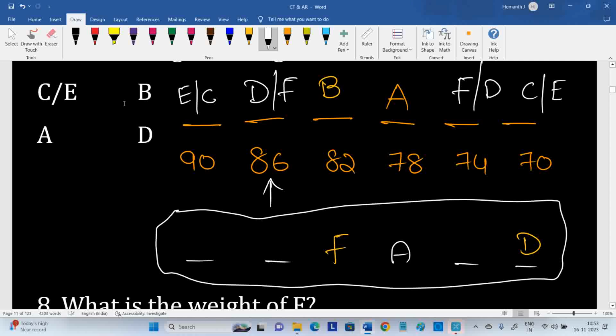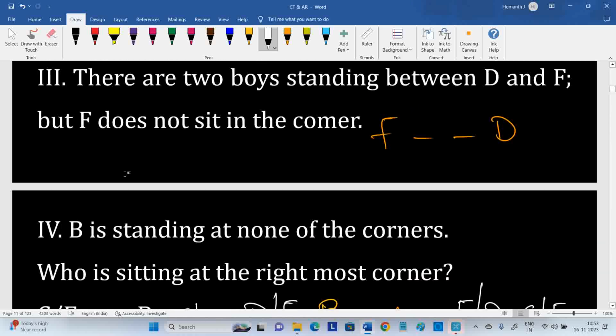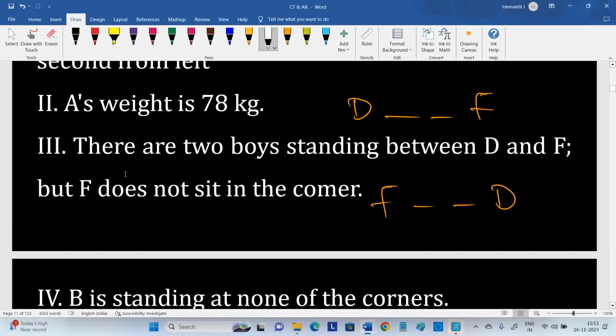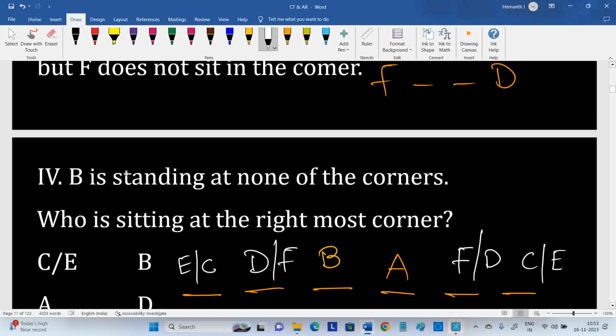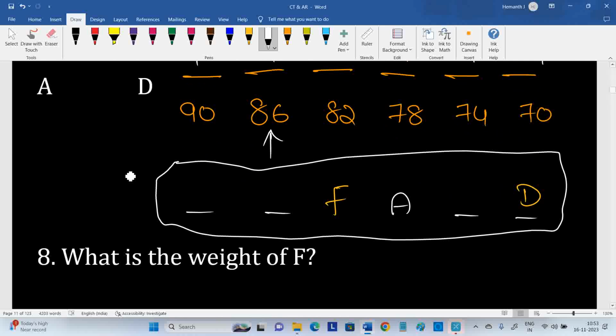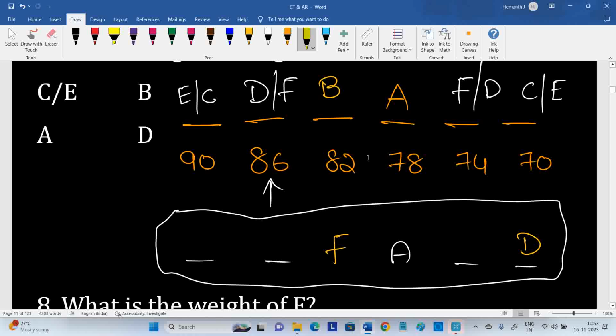Now what are the other cases? B is standing at none of the corners. Fine. Still F does not sit in the corner. So I can go with B here, B here. Still there are a lot. This second case also we need to look into. But among the options, C and E is the best suitable, it seems. This case is also possible. I am not saying no, but we can't question those people.